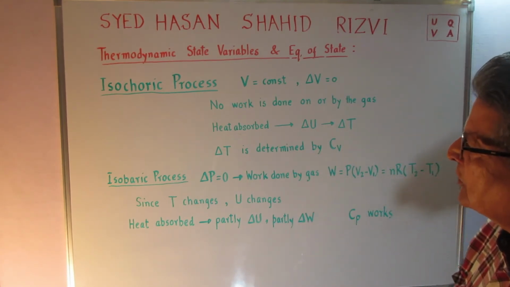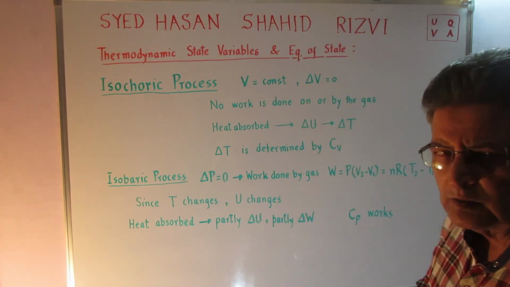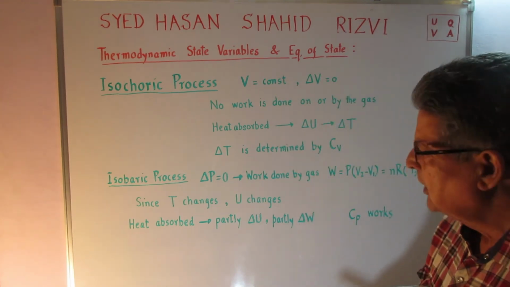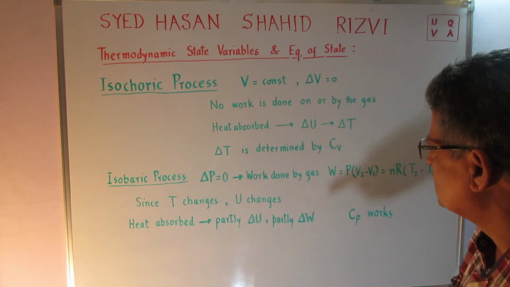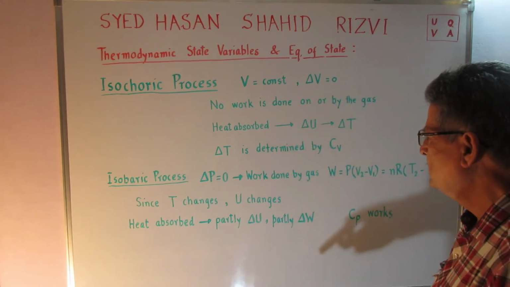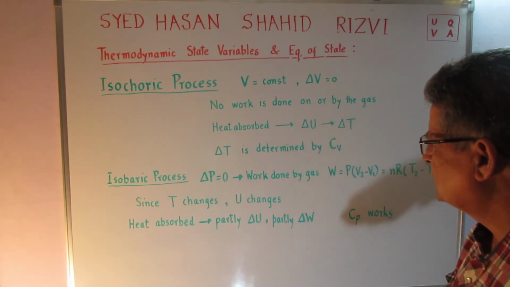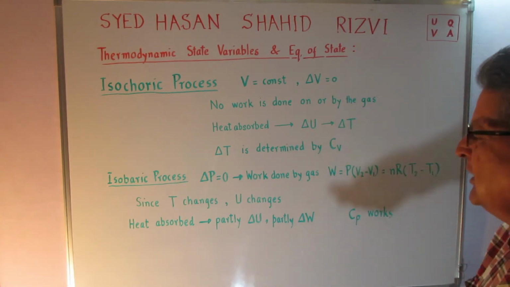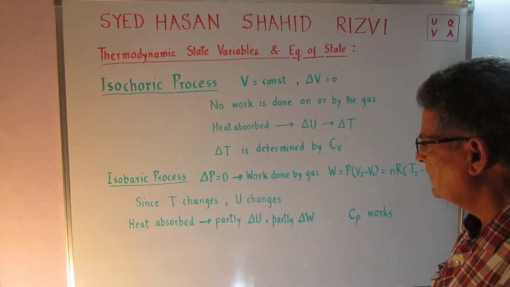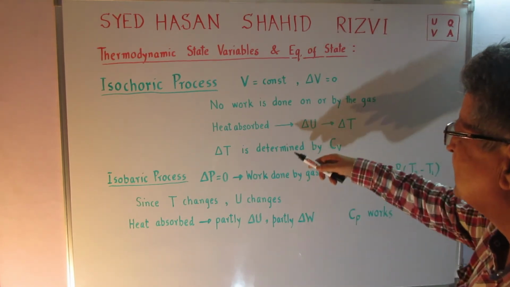Okay, isochoric process: the volume is constant, or there is no change in the value of the volume. So no work is done on or by the gas. The heat absorbed in the process entirely changes its internal energy, delta U, which in turn may change its temperature, and this is determined by Cv, the molar specific heat at constant volume, or specific heat at constant volume. This is a very simple thing.